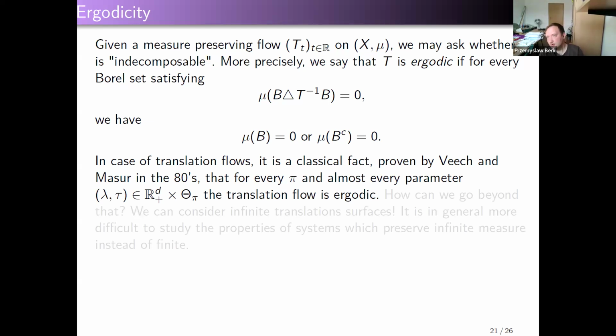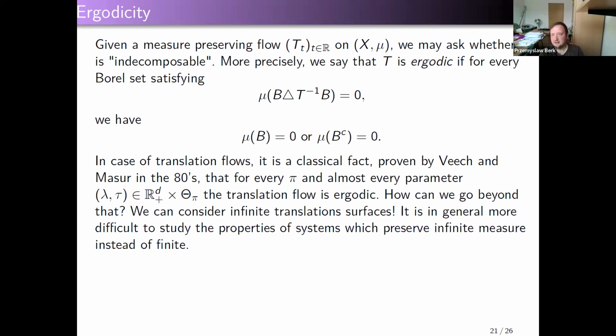Okay, so we got this. What can we do besides? If this is done, what can we ask for? So all our surfaces were nice and finite, right? I said in the beginning we want them finite because it's easier to deal with. But what if I want to make my life harder? Then let's forget about this finite thing and consider infinite translation surfaces. So I want to consider translation flows on infinite surfaces. By infinite, I mean that this Lebesgue measure is actually an infinite measure.